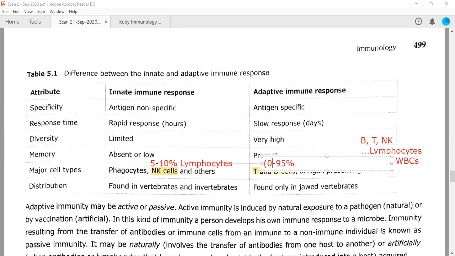Yes, if you want to ask a query, please write in the chat box.